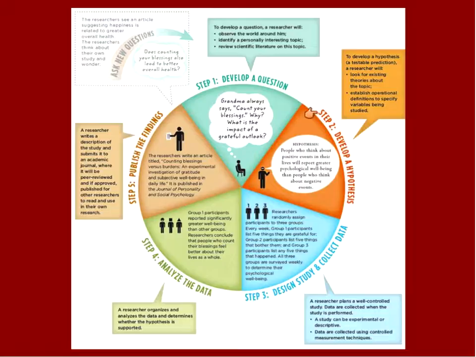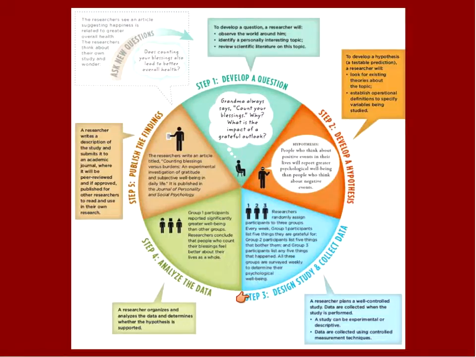Step 2 in the scientific method here is to develop a hypothesis. As you know, a hypothesis is an educated guess. Up here it says it's a testable prediction. Okay, so what's the hypothesis in this case? People who think about positive events in their lives will report greater psychological well-being than people who think about negative events. That's my prediction. Okay.